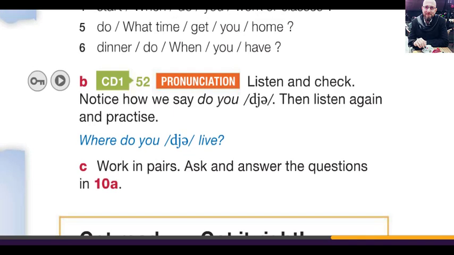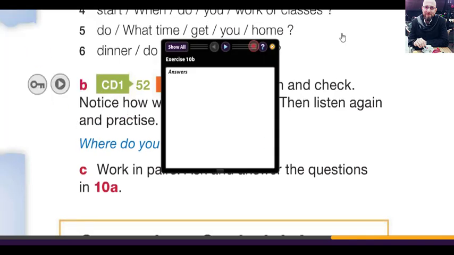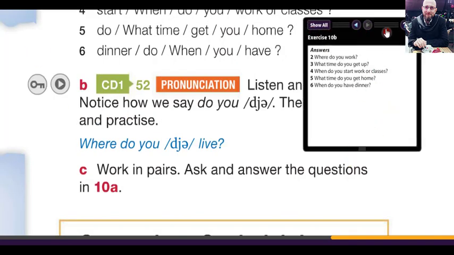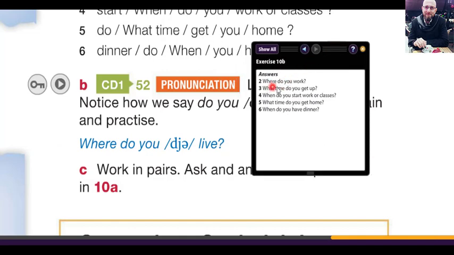For example, here, the answer here, you say, where do you work? Where do you work? What time do you get up? Okay, some people say dear, some people say do you. Where do you live? Where do you work? What time do you get up?